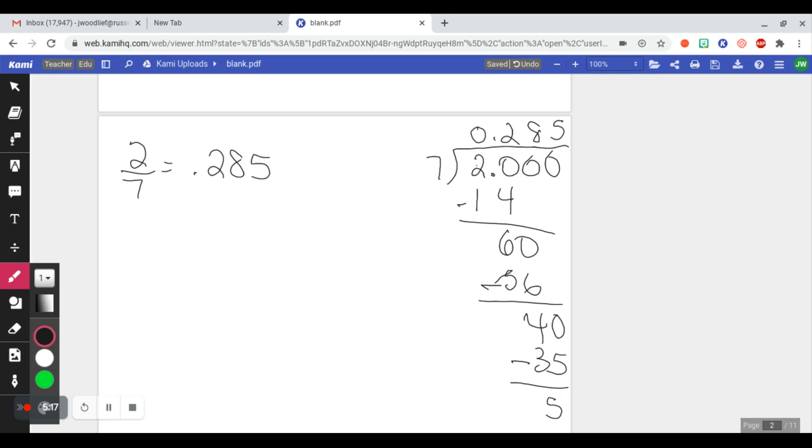Now, if you have access to a calculator, when you do this, the 2 is going to go in first. Then you're going to hit your divide key, and then your 7, and then that would give you your answer as well. Okay, so that's using a calculator.